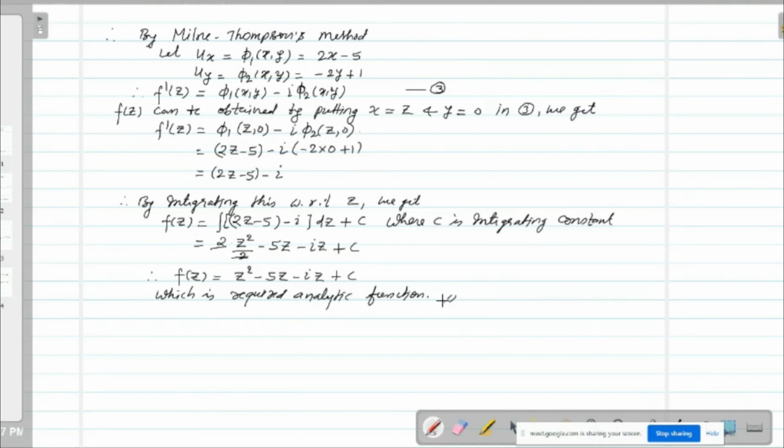I hope you understood, students, how easy this method is. Yes or no? Yes, sir. यस, बहुत आसान प्रॉब्लम था ये. देखिए, मिलने थॉमस मेथड बहुत ही इंपॉर्टेंट मेथड है और इसी के थ्रू ही आपको एग्जाम में प्रॉब्लम सॉल्व करना है. So this is one of the most important and easy methods. Okay, let us do the next problem.